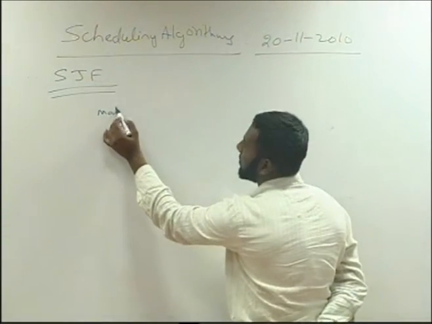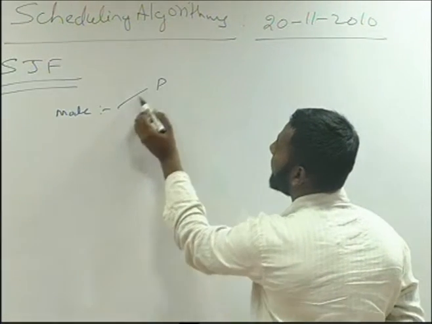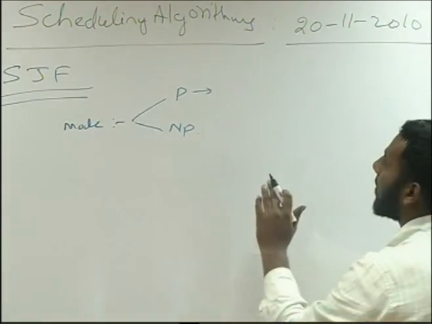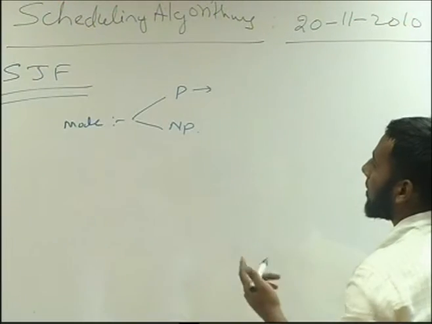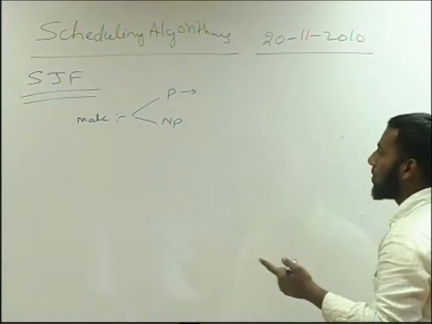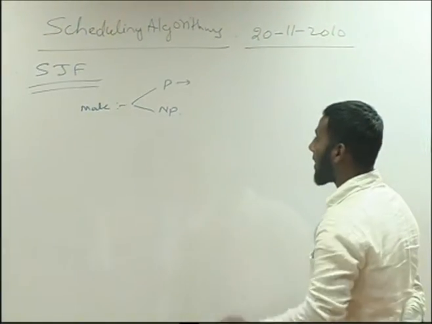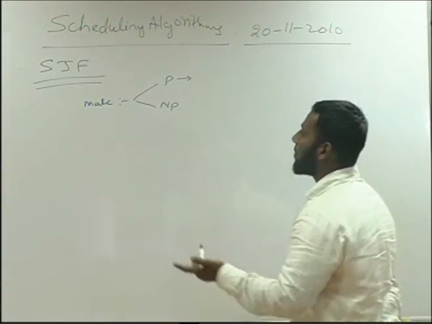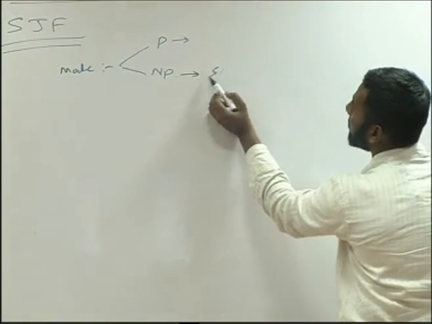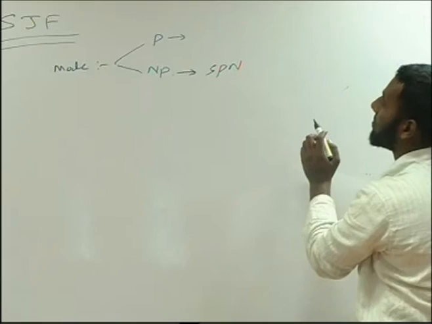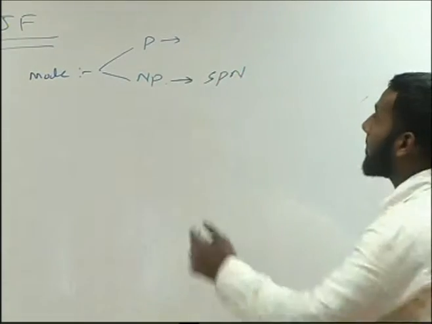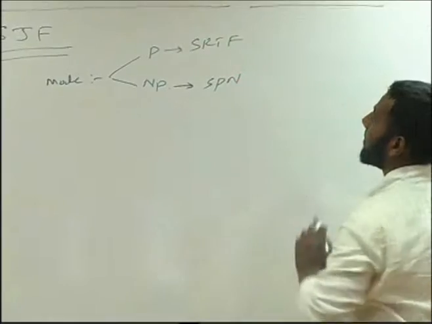The mode in which SJF works can be preemptive mode, or it can be non-preemptive mode. Preemptive means a process can leave the CPU on different events, whereas in non-preemption, a process can leave the CPU either if it wants to do some IO activity, or it has completed its execution. So we'll see first the non-preemptive version of SJF. We also call it SPN, shortest process next, and the preemptive version of SJF we call shortest remaining time first.